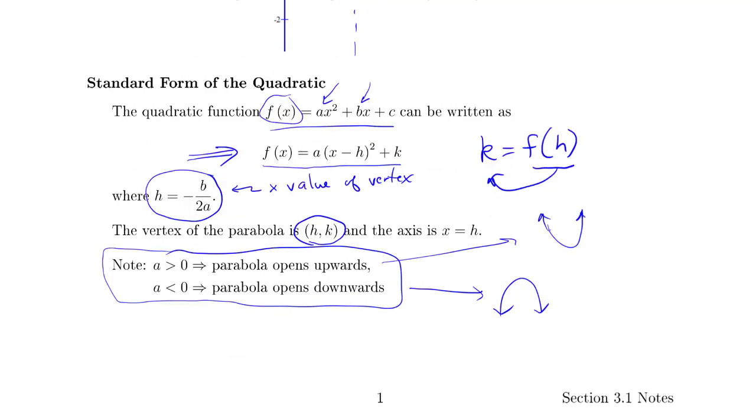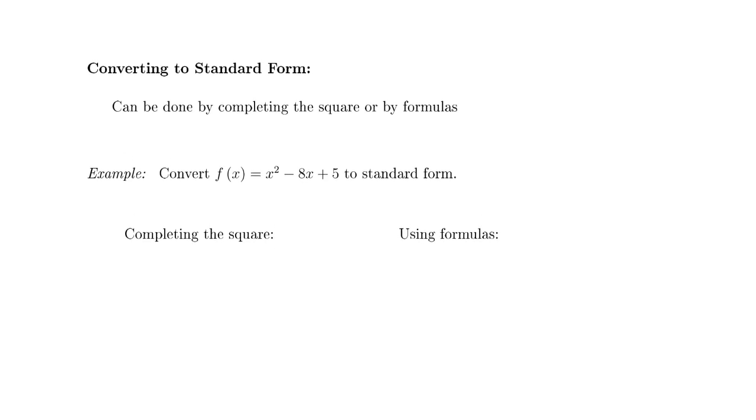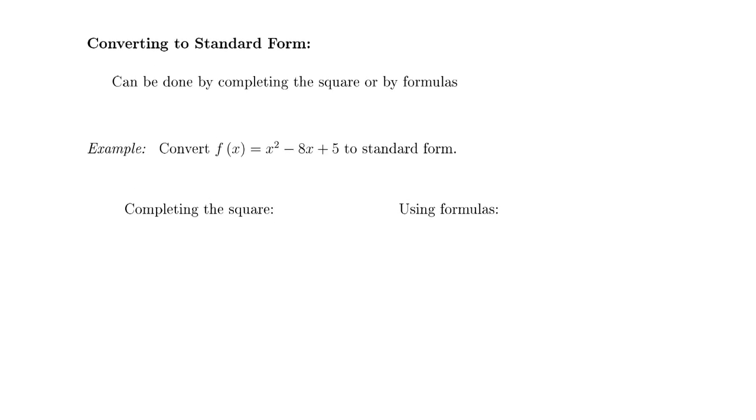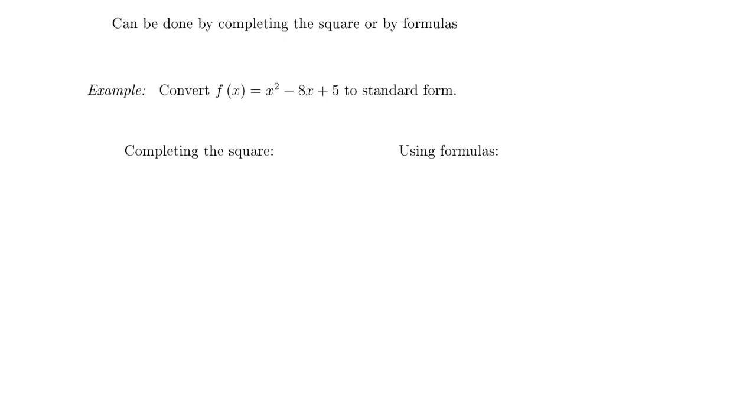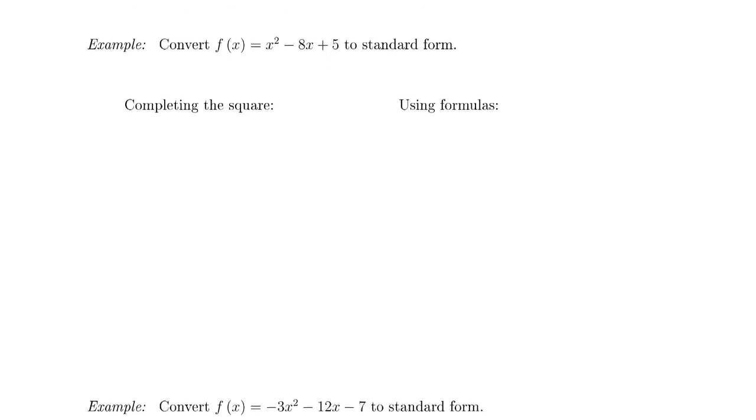So now the biggest challenge is often just getting it into this standard form. And it can be done in two ways. I'm going to show on the first example both ways, and then I think you're going to want to use the formulas to do it, which is nice. I also do want to show you the completing the square way. So let's say we had f of x is x squared minus 8x plus 5, and we wanted to get it to this standard form.